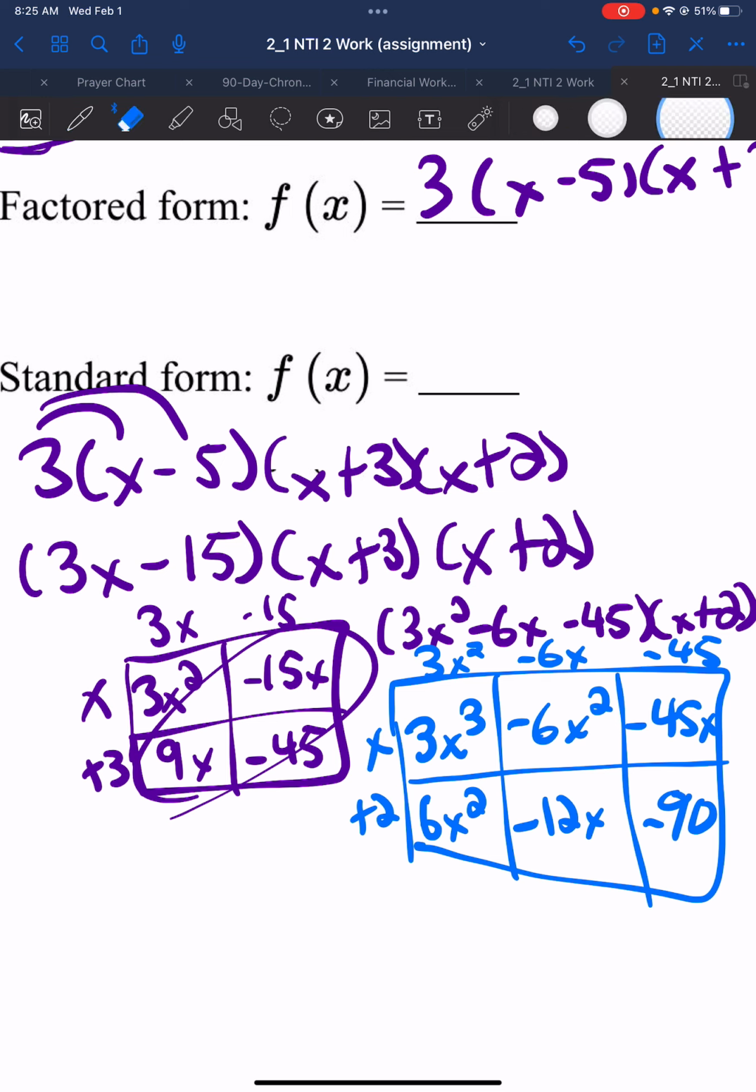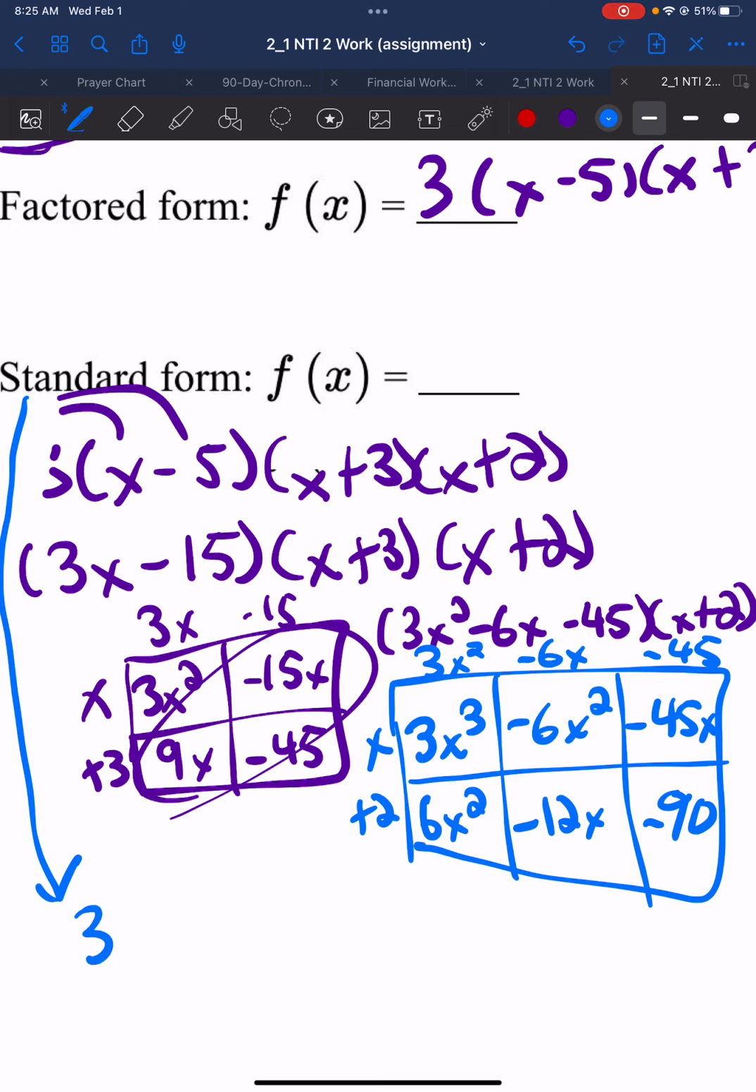So combining across diagonals here, my standard form here is going to be 3x cubed. Look what happens with the x squareds. They cancel out, so I don't need any of those. Boom. Then I've got negative 45 plus negative 12 gives me negative 57x minus 90.